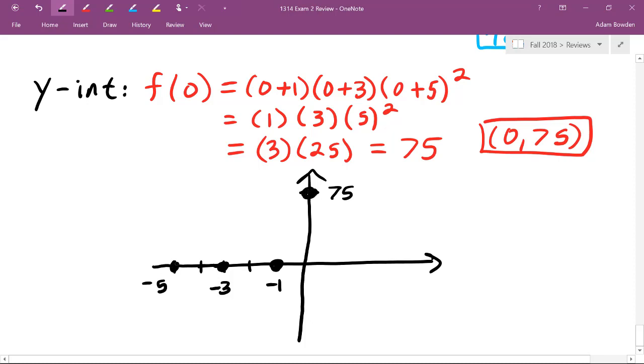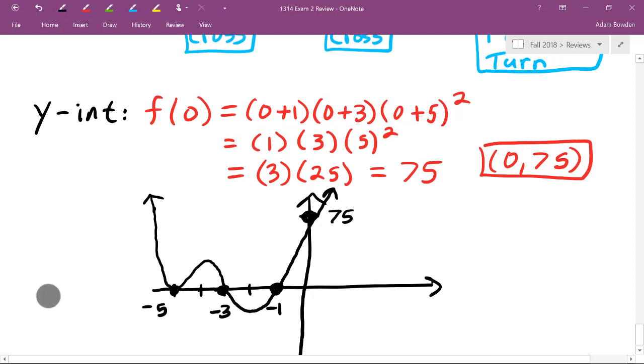Now our end behavior is both ends are pointing up, so this end's pointing up, it comes down to -5. We have written down for that one, touch and turn. So it's not going to go through, it's going to turn, come back up, go down. We had written as cross at -3, so we got to go through, come back up and cross at -1, and then continue to go up from there. And that's it. That will be the sketch of this graph.